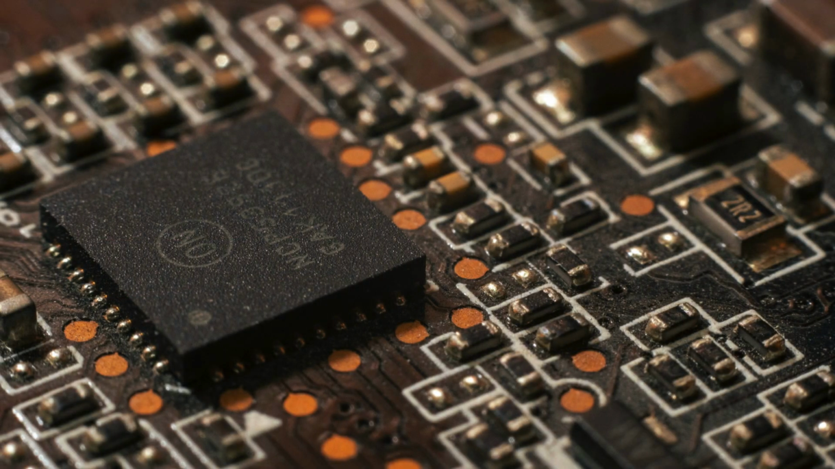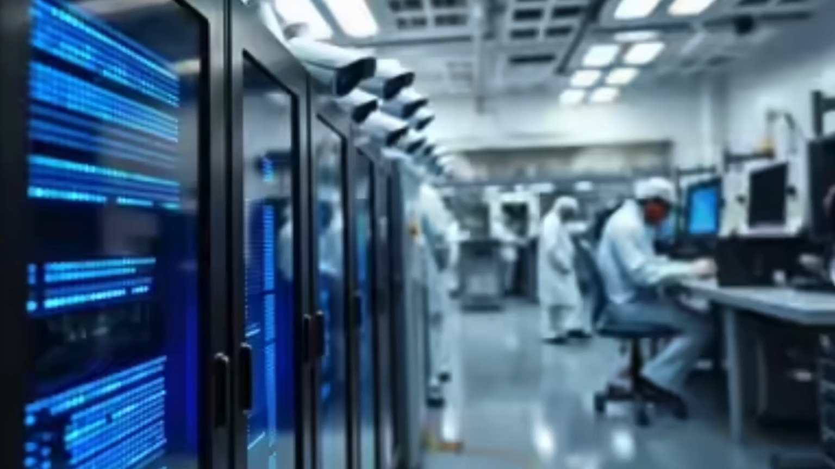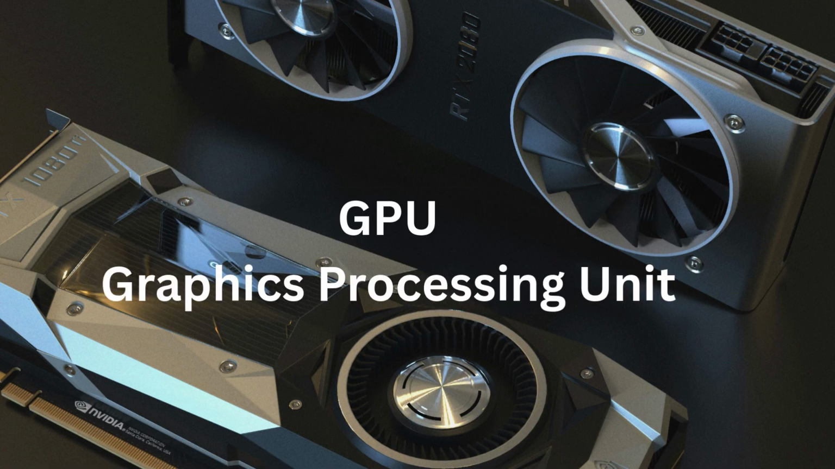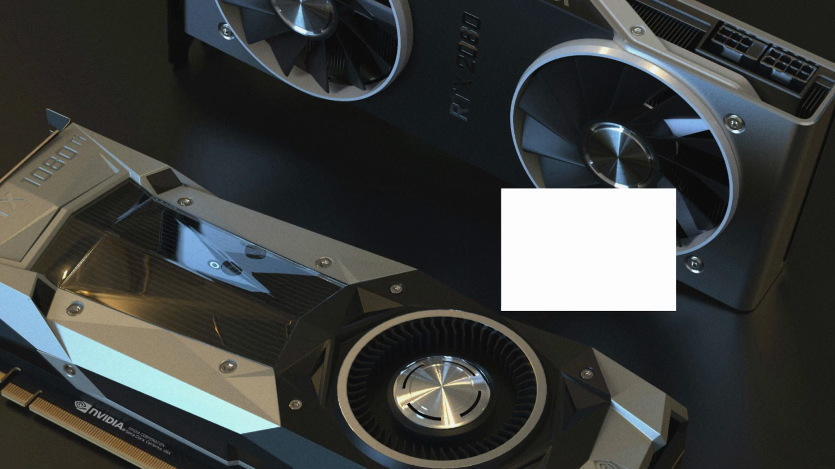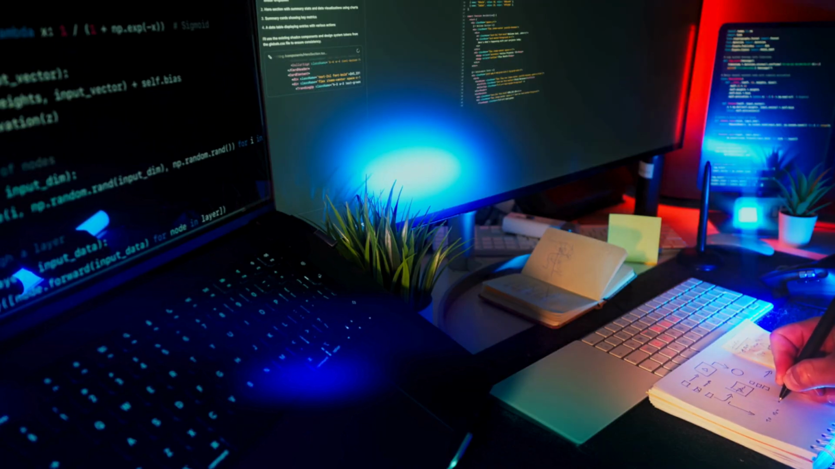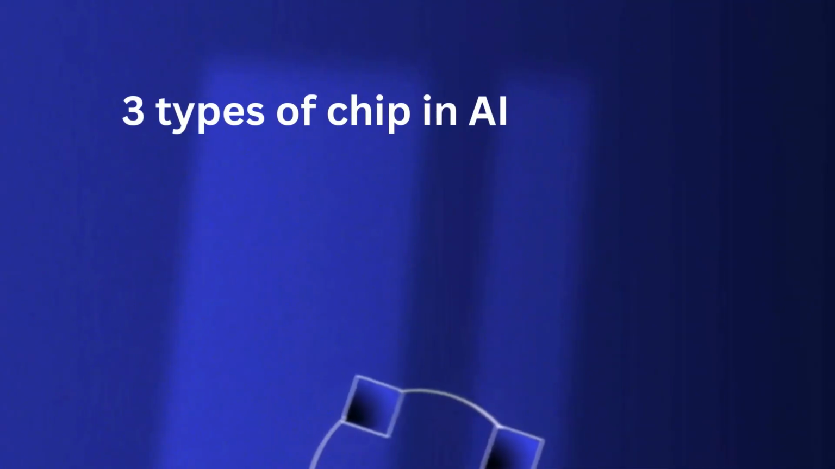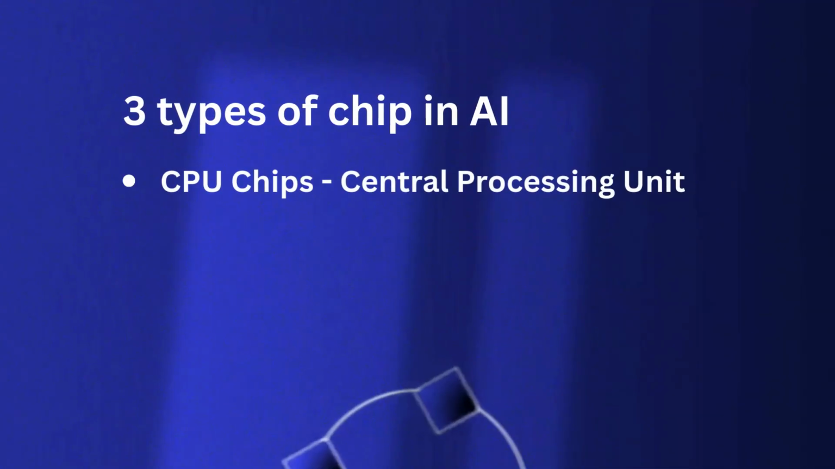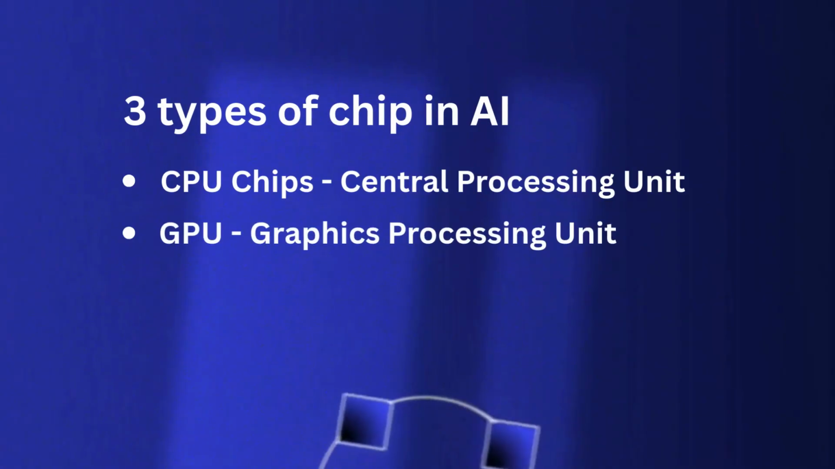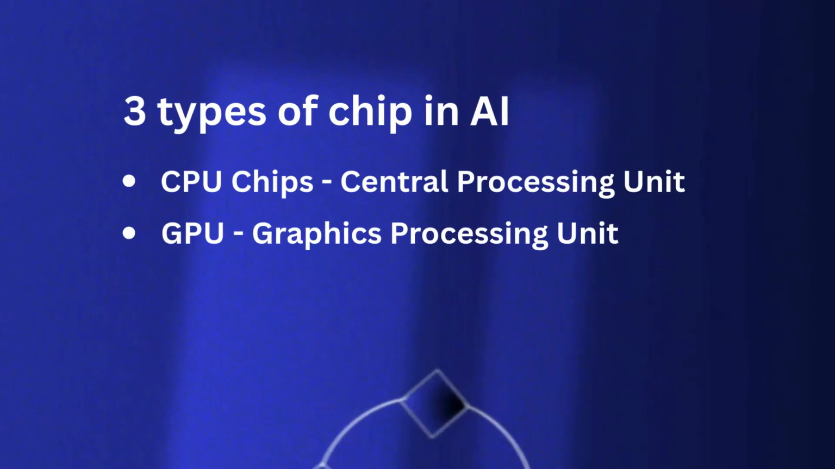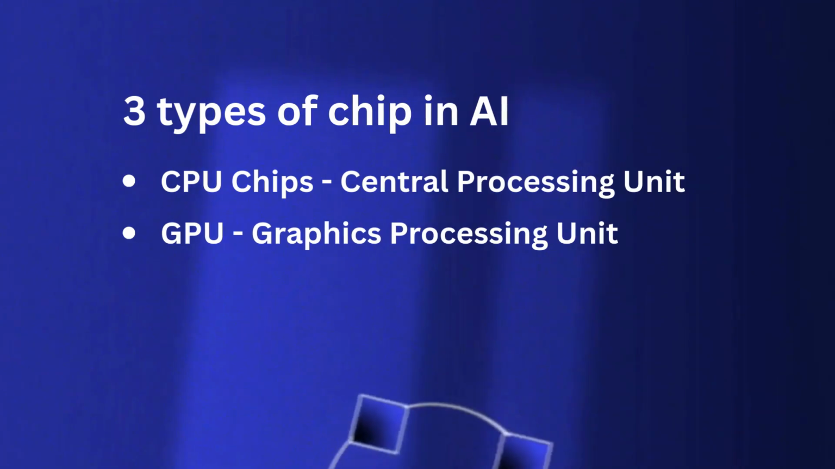Now, if it is a normal chip, we are working on a laptop. But if it is a high-tech chip, say for example the GPU, the graphics processing unit, then that chip is very expensive and is usually used for multitasking work. So I would like to bring you the details about AI. There are three types of chip in AI. The first is the CPU, the central processing unit. The second is the GPU, the graphics processing unit.